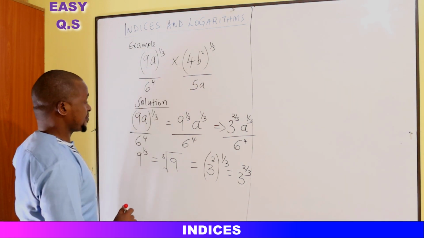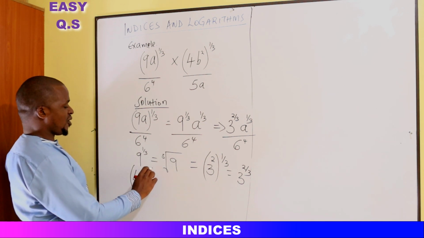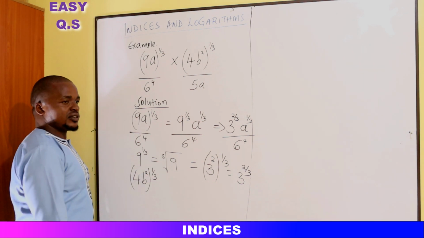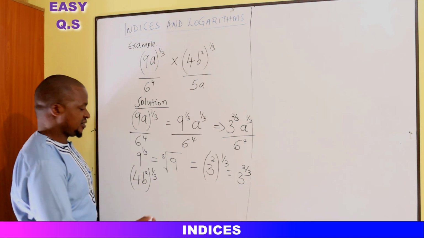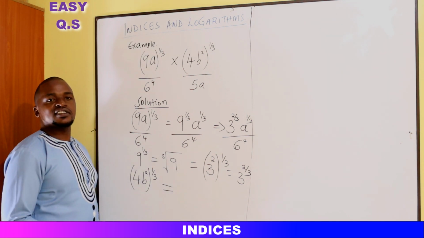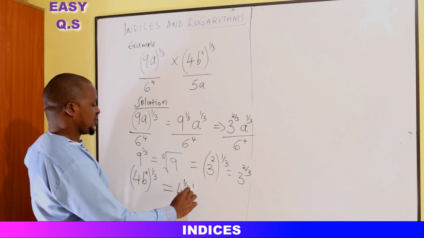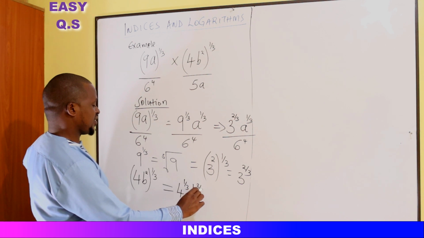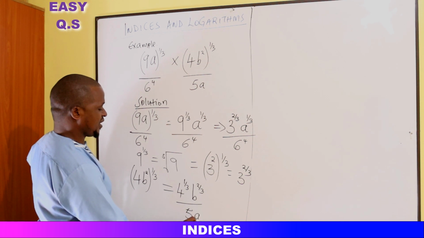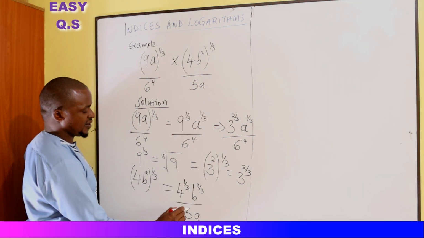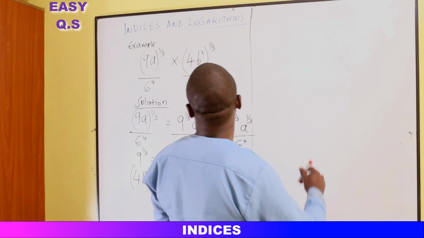We go to this one. 4b squared raised to power 1 over 3 is also a product of two powers, which will give us 4 raised to power 1 over 3, b raised to power 2 over 3, over 5a. That is the simplification at that level.